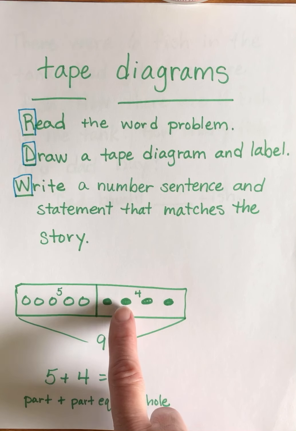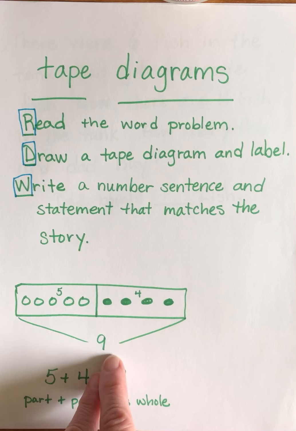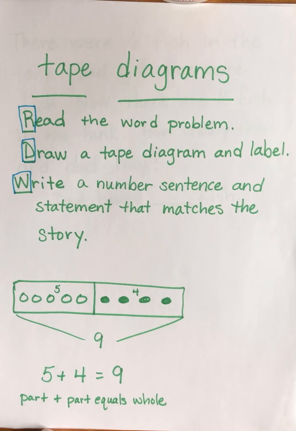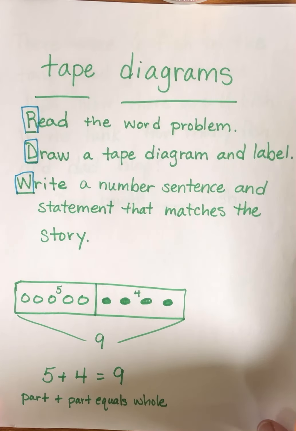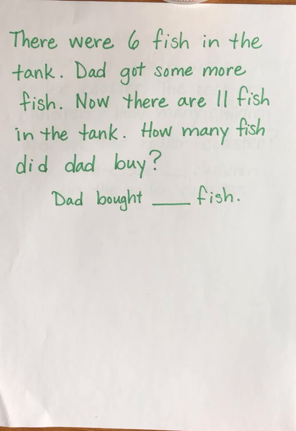5, 6, 7, 8, 9. And then I made these 2 little lines that go together to point to the 9. Here's my number sentence. 5 plus 4 equals 9. And of course, we're always remembering in addition, part plus part equals whole. So that's just an example. Let's do a couple more together.